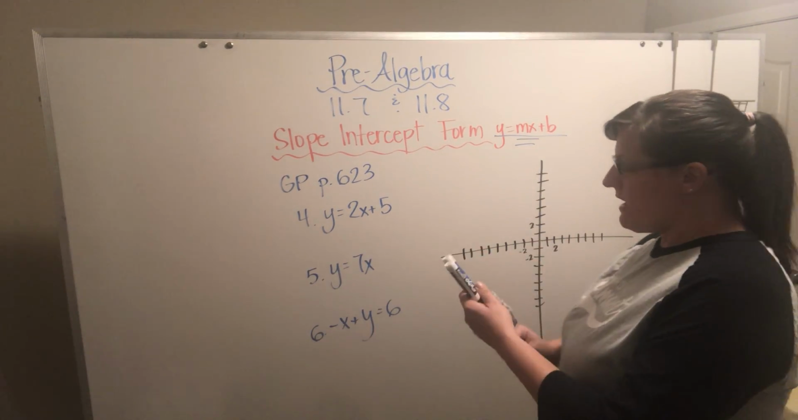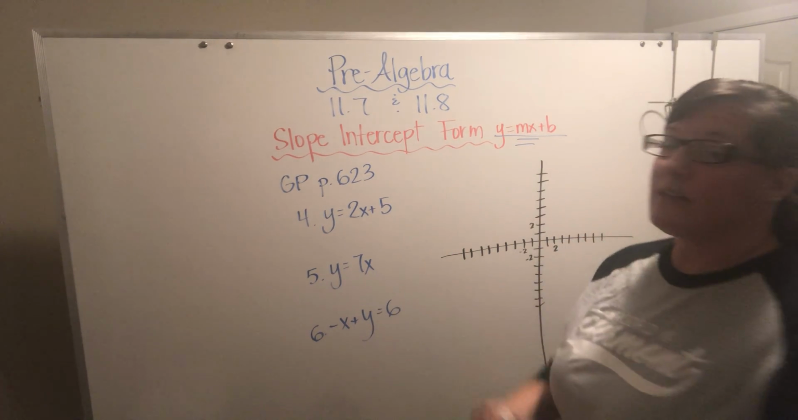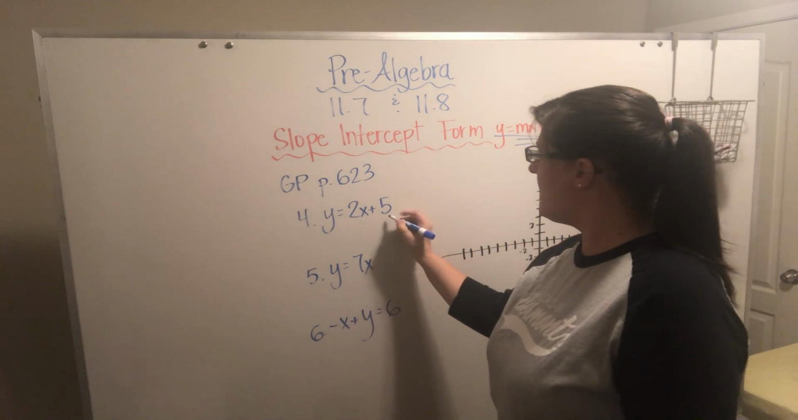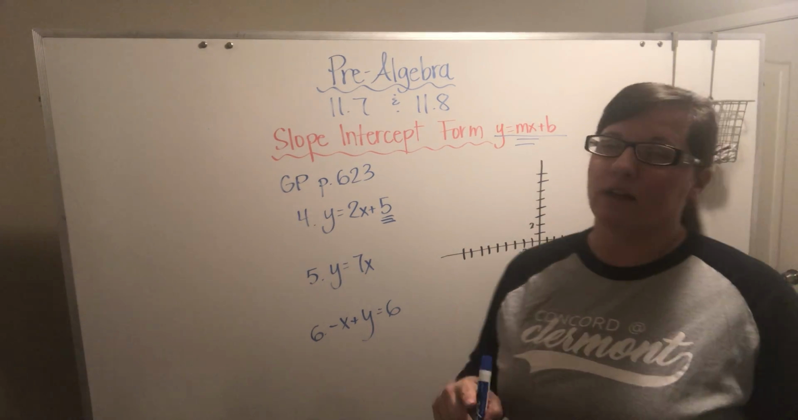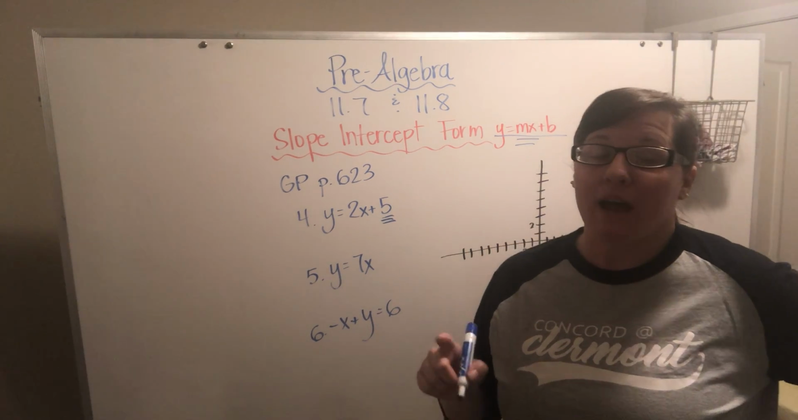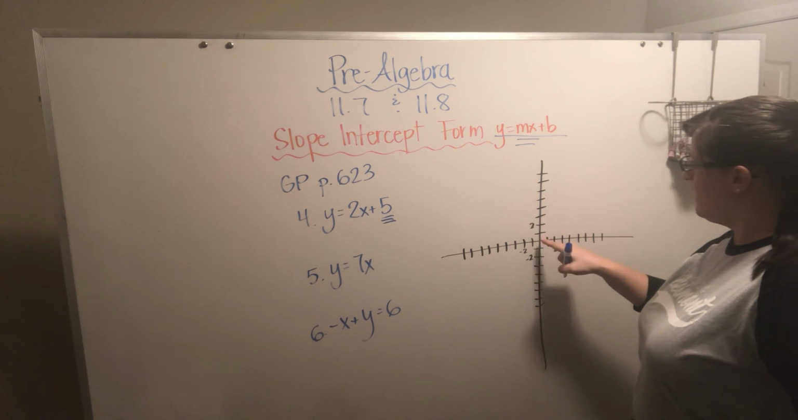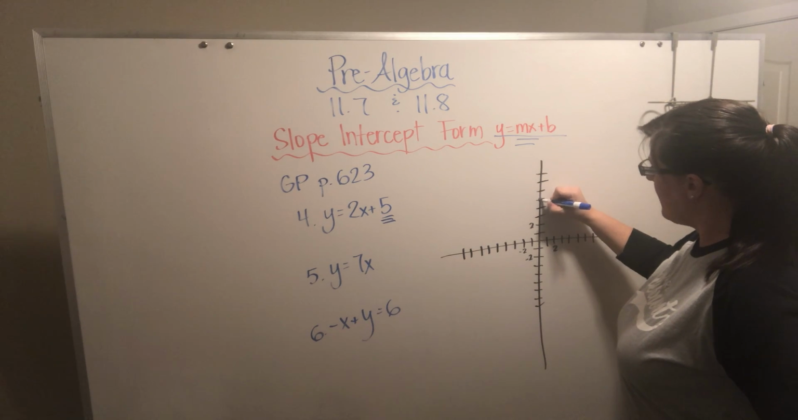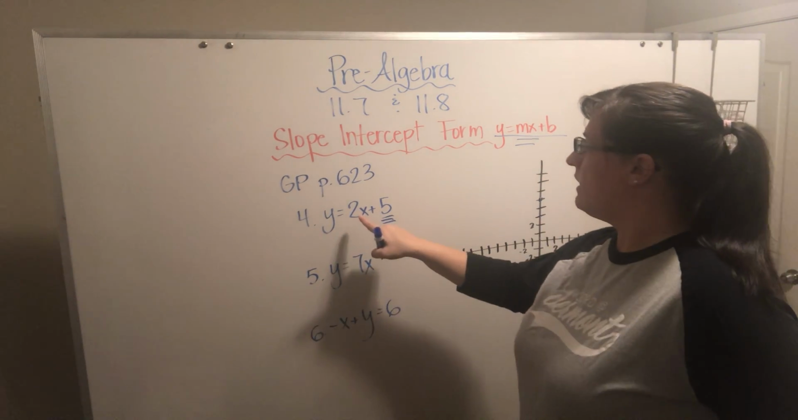So the first one, y equals 2x plus 5. First step on these always, you make sure it's in slope-intercept form. It is. Here's my key information first, is that it crosses the y-axis at 5. My y-intercept is 5. So here's my y-axis, 1, 2, 3, 4, 5. I put a dot there, okay? At 5, that's my y-intercept.